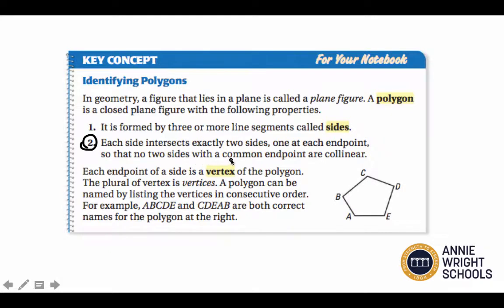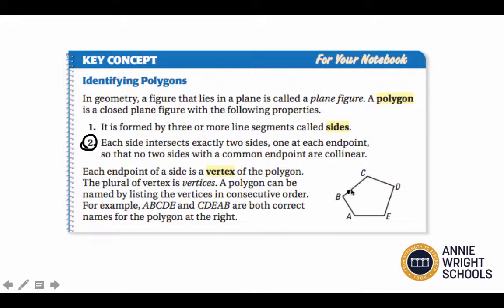So no 2 sides with a common endpoint are collinear. Meaning BC is a side and CD is a side. Notice that B, C, and D are not collinear. The sides aren't collinear. Each one of those points is called a vertex. Together they're called vertices.